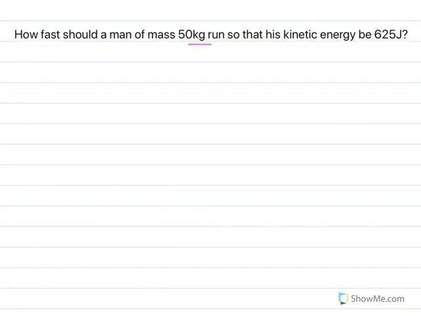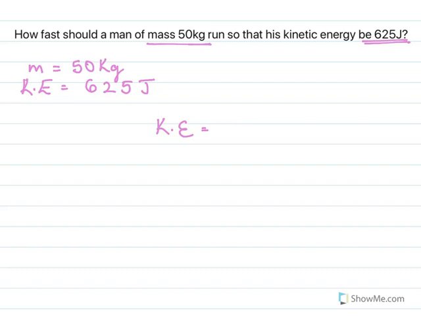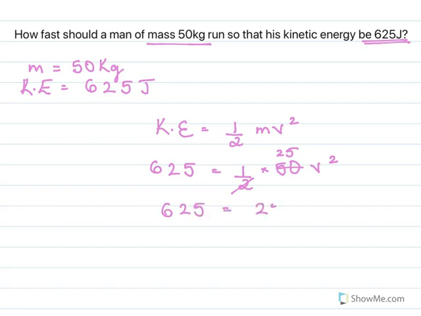How fast should a man of mass 50 kgs run so that his kinetic energy is 625 joules? So we have mass 50 kgs. Kinetic energy 625 joules. So formula for kinetic energy, half mv square. Kinetic energy is given as 625, half mass 50, velocity v square. We don't know the velocity. So we cancel this. This becomes 25. So we have 625 equal to 25 v square.